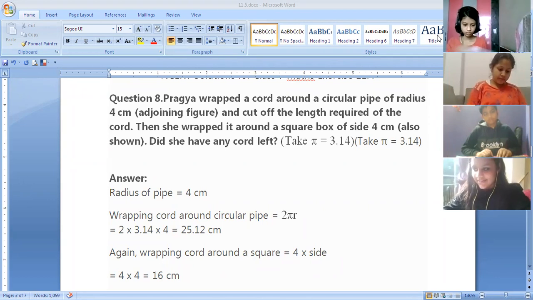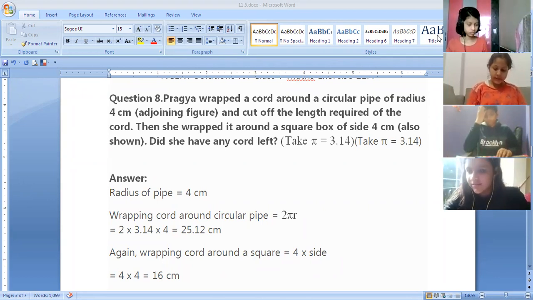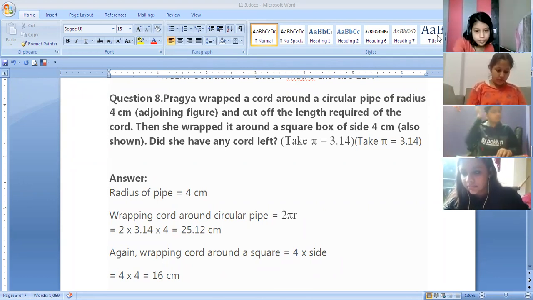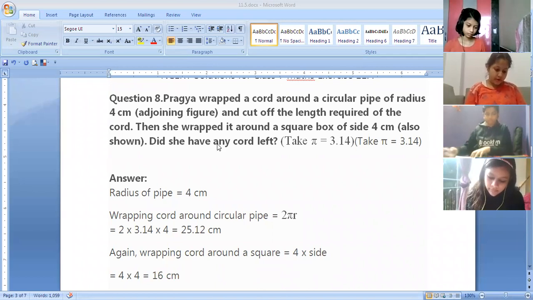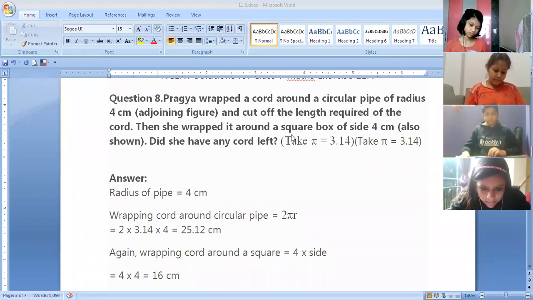Firstly, she has wrapped a cord on a circular pipe. Then she has wrapped a cord on a square box. So after that, how much cord is left? That we have to tell. Okay. So if she is wrapping a cord around a circular pipe, that means we need the circumference over here. And radius is already given. That is 4 centimeters. That will be your radius.